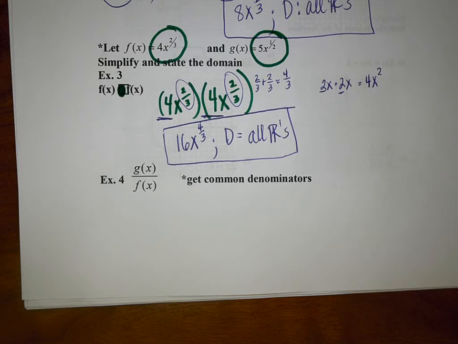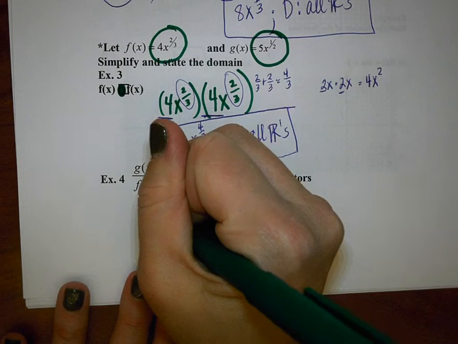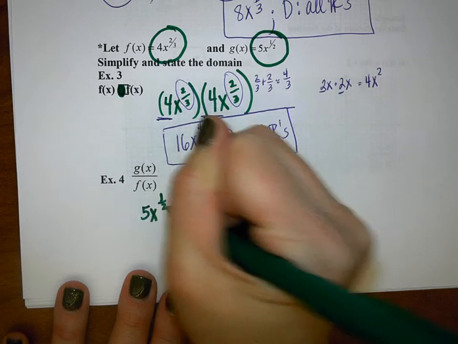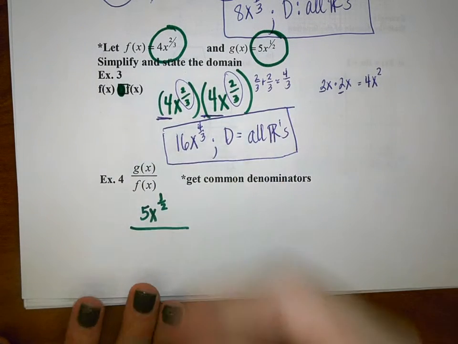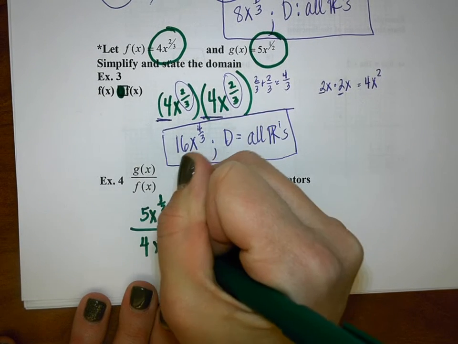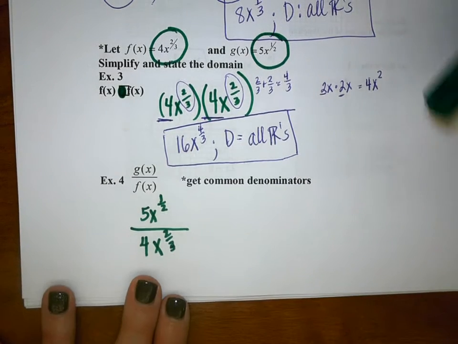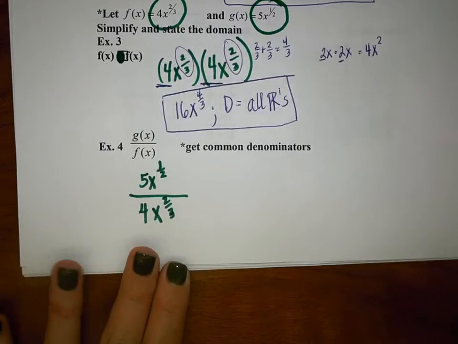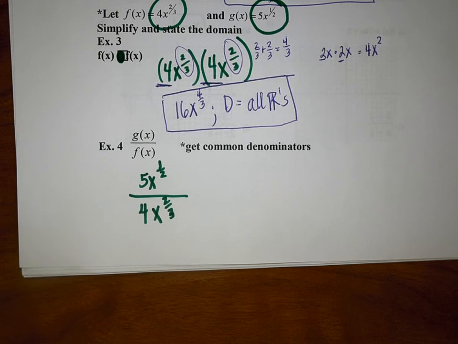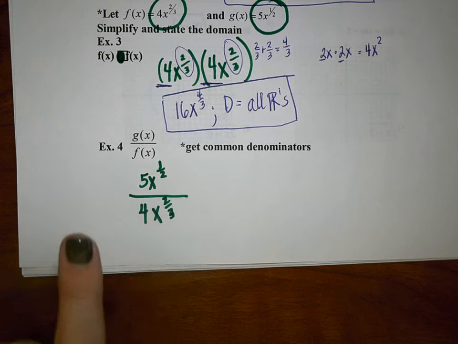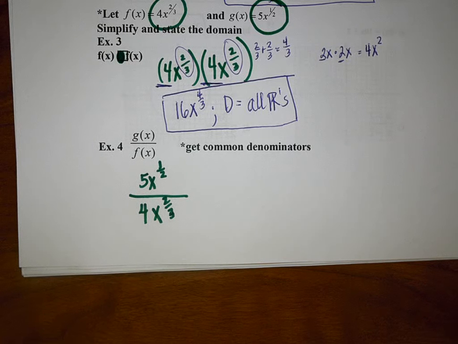Okay, example 4. So now we have g of x divided by f of x. So our g of x is 5x to the 1/2 power, divided by our f of x, which is 4x to the 2/3 power. So my issue here is what? Hopefully you said that I can't have a 2/3 in my denominator, because that really represents a cubed root.